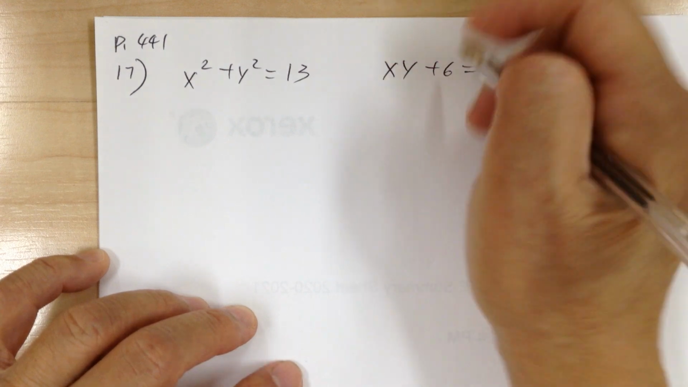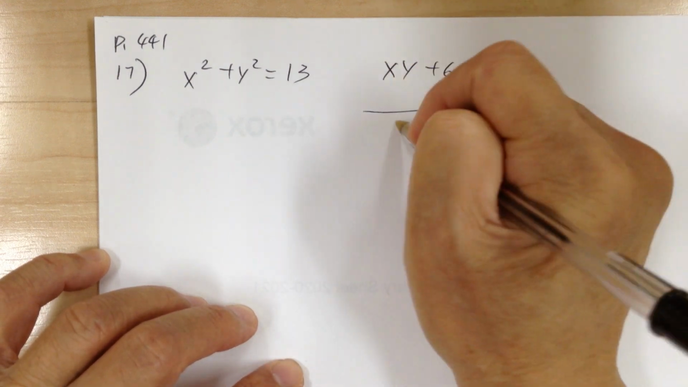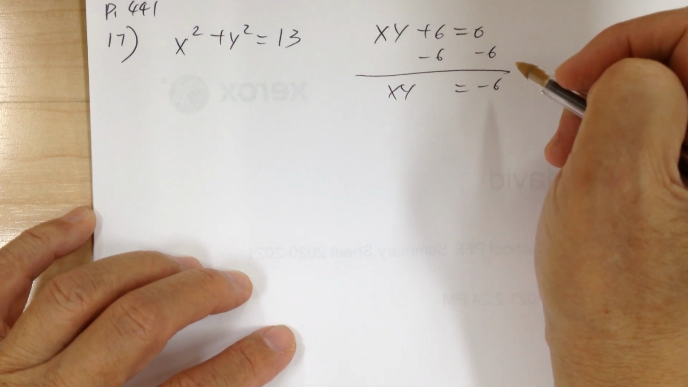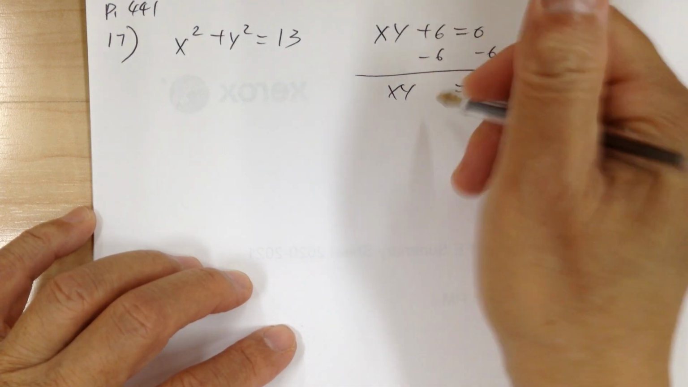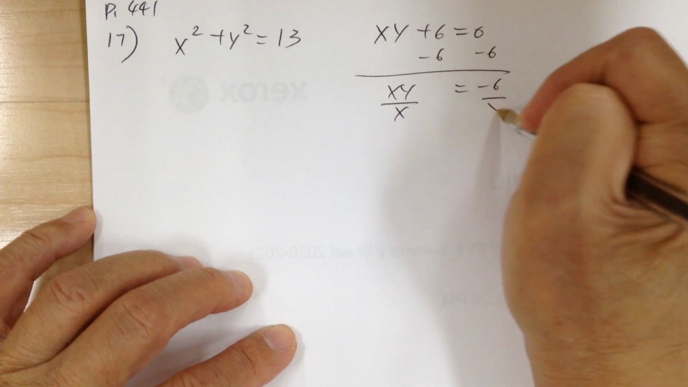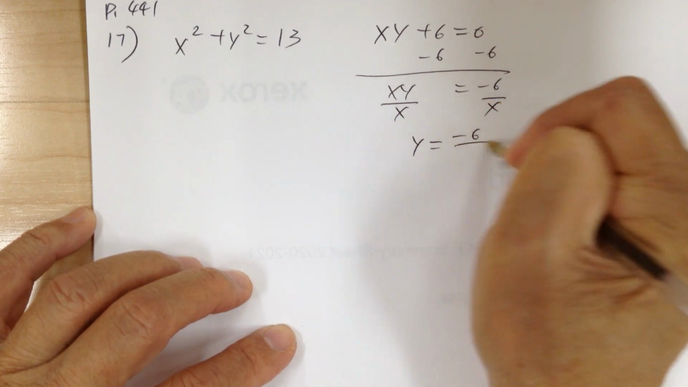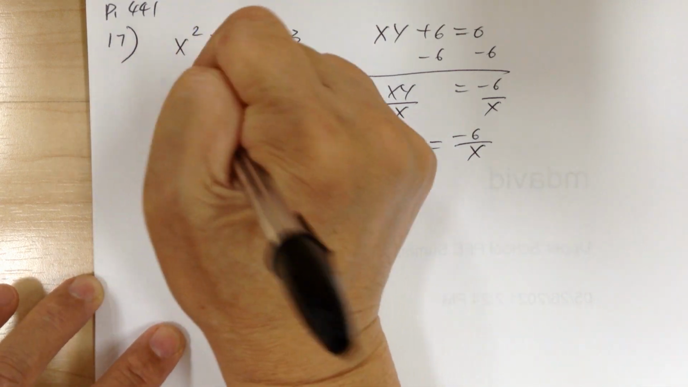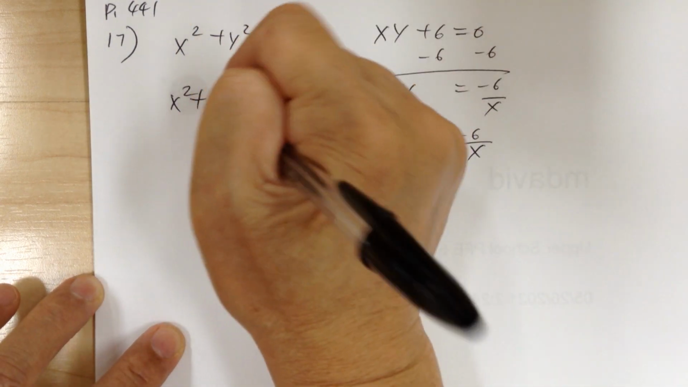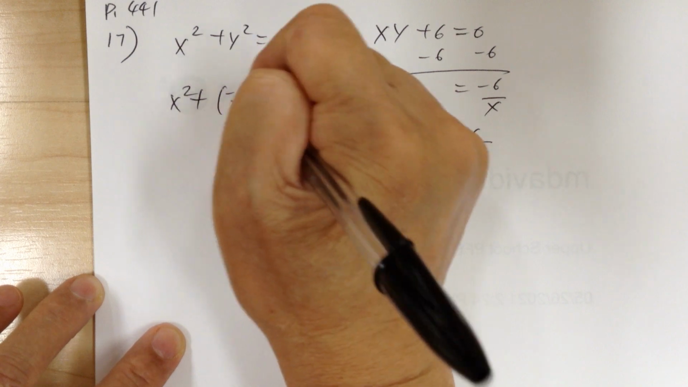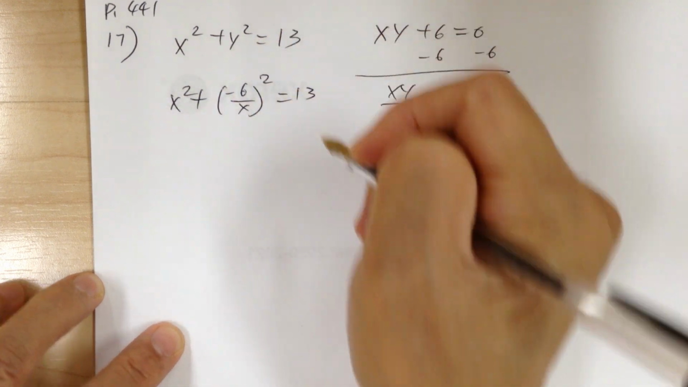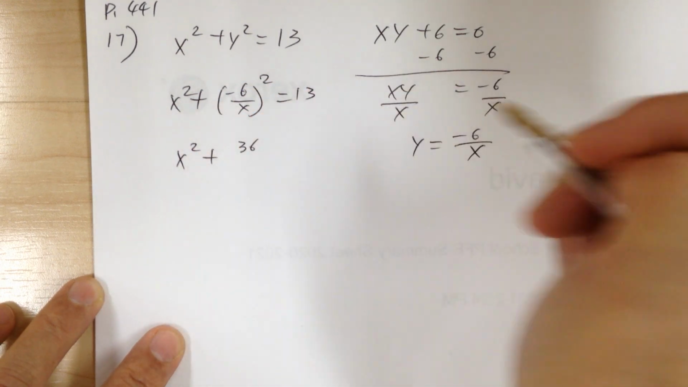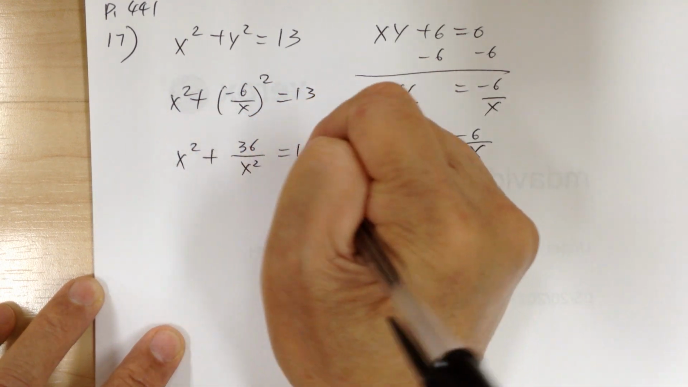So what you need to do is minus 6 on both sides. Then you can solve for either the x or the y, and you can substitute. I'm going to solve for y and substitute. So divide by x, divide by x. So y equal to negative 6 over x. Then I'm going to substitute into here. When you work it out, x squared plus 36 over x squared equal to 13.